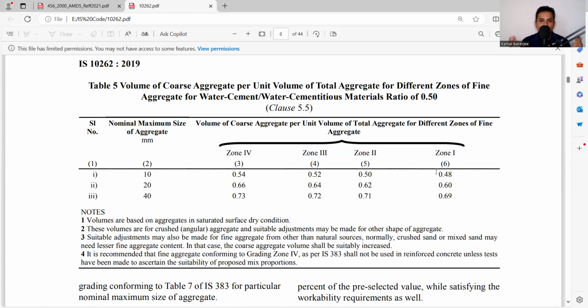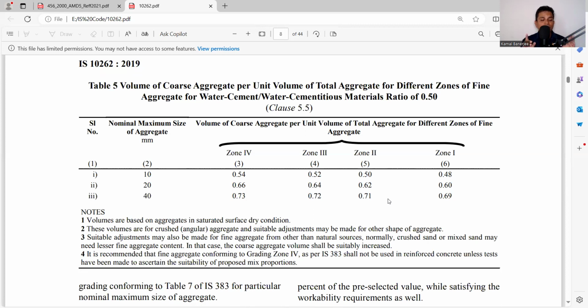That is why we need to correct it, or we need to multiply the factor. कैसे उसको correct करने का है बाद में आते हैं. हमारा zone क्या था? Zone 2. हमारा maximum size of aggregate कितना था? 20. So हमारा 0.62 will be the coarse aggregate per unit volume of total aggregate for different zones of aggregate. सो क्या है ये? मान लो कि कोर्स एग्रीगेट और फाइन एग्रीगेट एक है, तो एक के अंदर कितना परसेंटेज कोर्स एग्रीगेट होगा? That is 0.62. This is not for the total volume of the concrete.